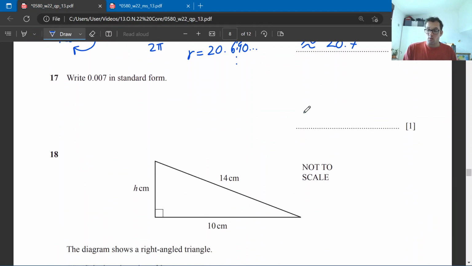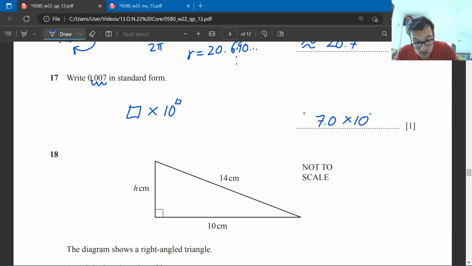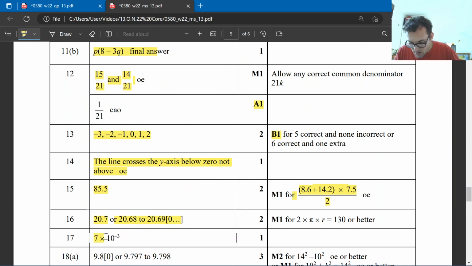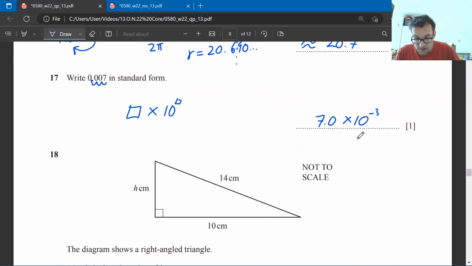Standard form, that is when we have a number times 10 to a power. The number at the beginning should always be 1 digit, 1 to 9. So that means we need to move the decimal point 1 to 3 places. So it becomes 7 or 7.0 times 10. We move the 7 three places to the right, so it's a small number. So it's 10 to the power of minus 3. Okay, you don't have to put that 0 in. I was just being silly.